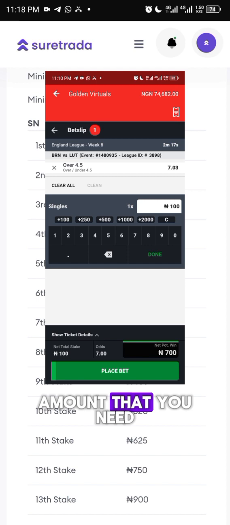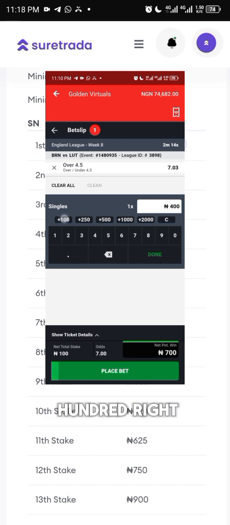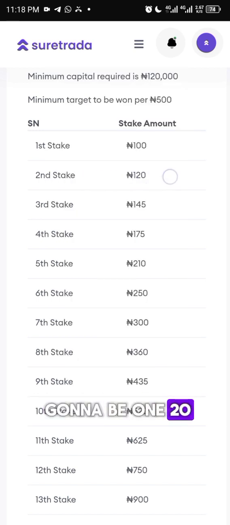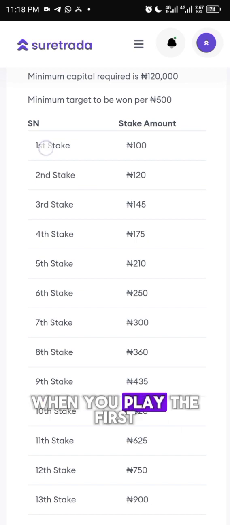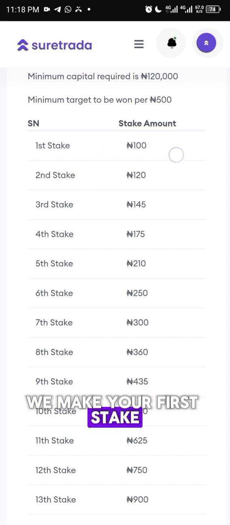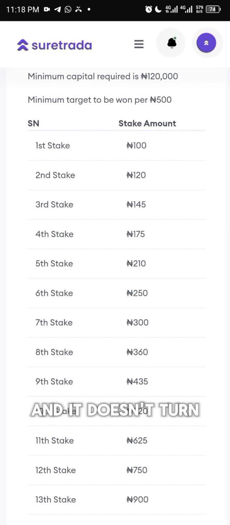Now this is the amount that you indicated in that place. Your first stake is going to be 100, right? Your second stake is going to be 120. What that means is when you make your first stake and it doesn't turn out to be a win, you have to play the second stake. At this point, you're on your own. You have been given the signal to start, right?